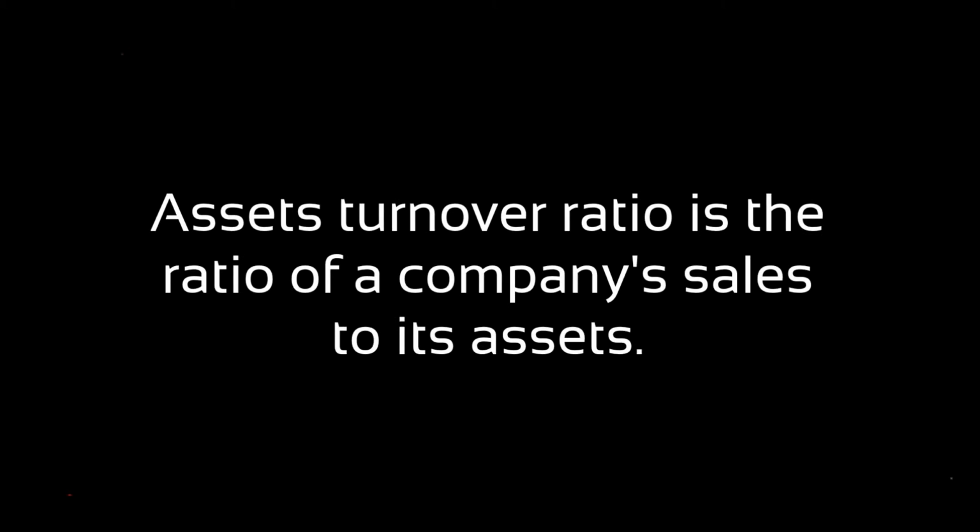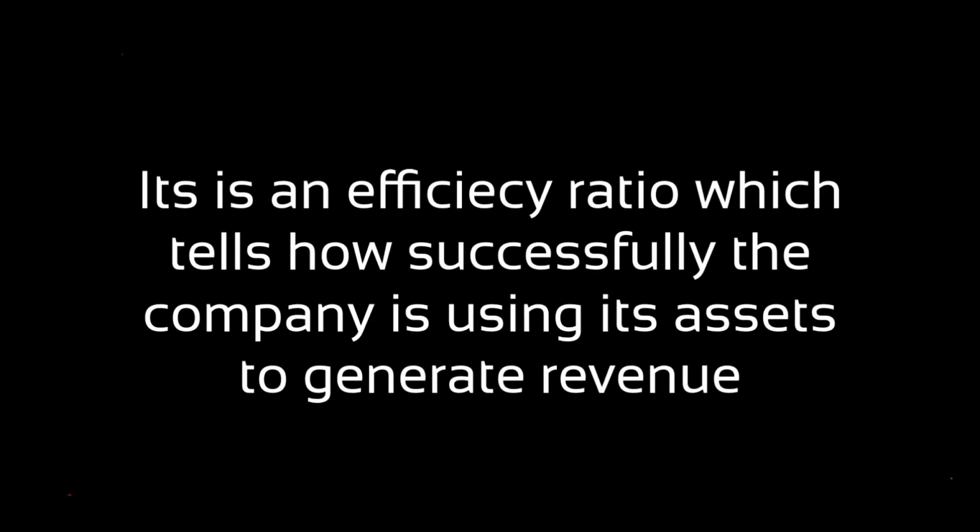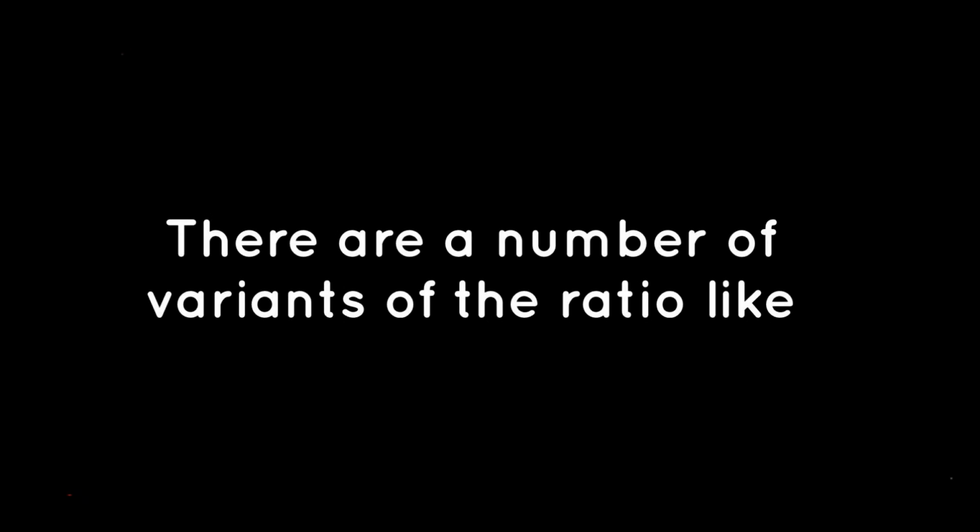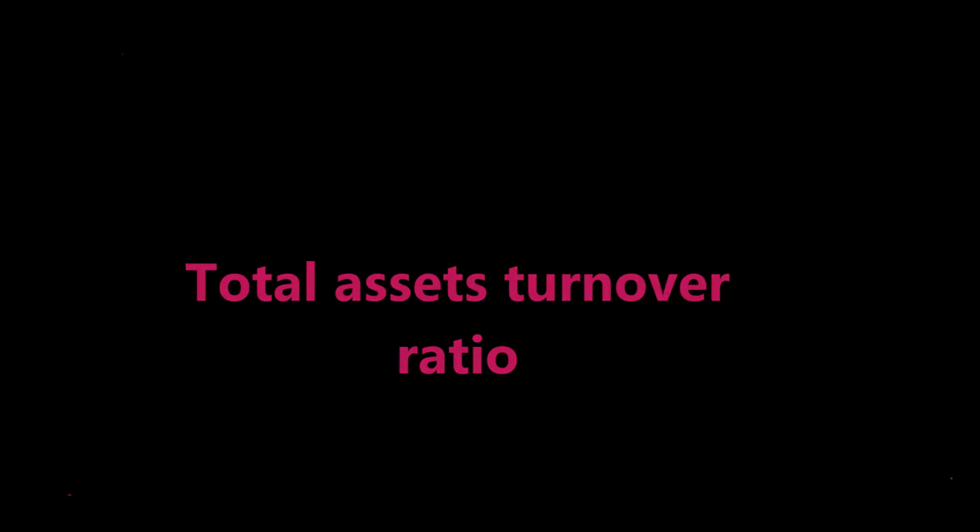Asset turnover ratio is the ratio of a company's sales to its assets. It is an efficiency ratio which tells how successfully the company is using its assets to generate revenue. There are a number of variants of the ratio, like total asset turnover ratio, fixed asset turnover ratio, and working capital turnover ratio.